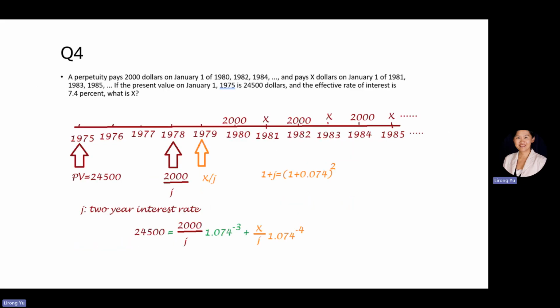So here we are. The total present value combining the 2000 cash flow and the X dollar cash flow is 24,500. So 24,500 equals the total present value, which equals a summation. The 2000 cash flow, you have to discount 3 years back to the year 75. The X over J, you have to discount it 4 units, and you can see the reason from the timeline. All right, we know the J. So in the bottom equation, the only unknown is X.